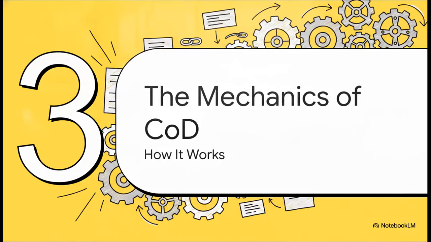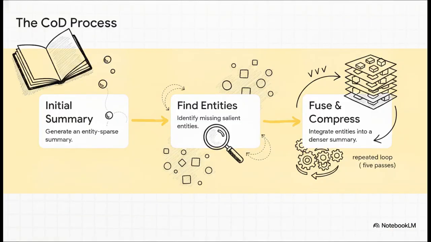All right, let's move to Section 3, the mechanics of CoD. So, how does this actually work? This procedural arc transforms basic summarization into a highly sophisticated loop. Step 1. The AI generates an initial entity-sparse summary. It deliberately only includes 1 to 3 salient entities. This establishes our fixed length.